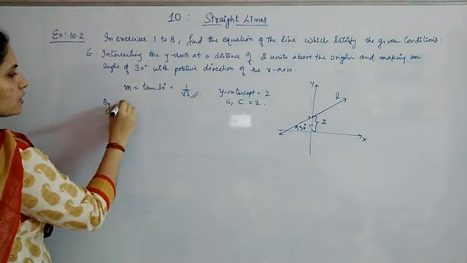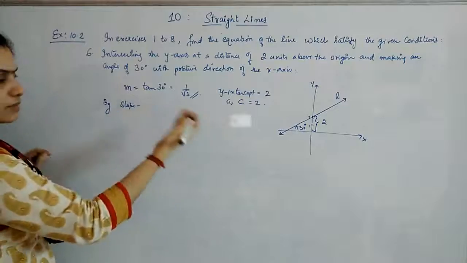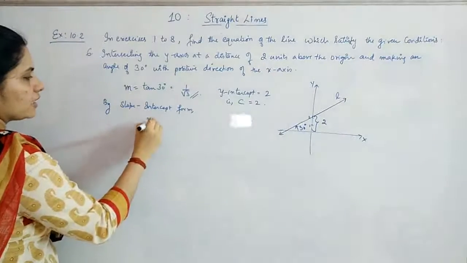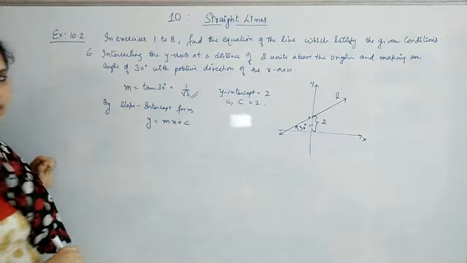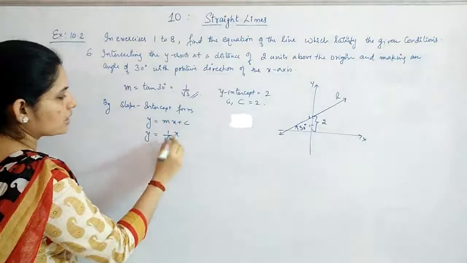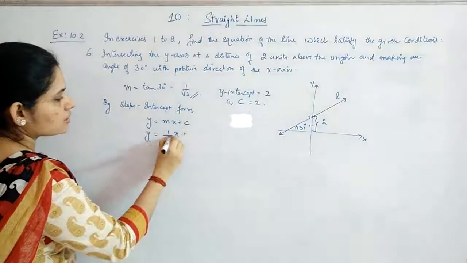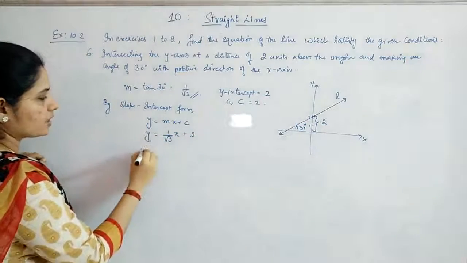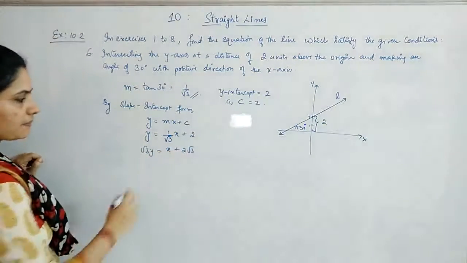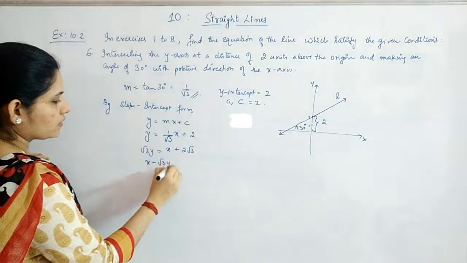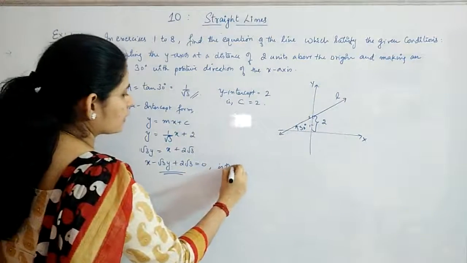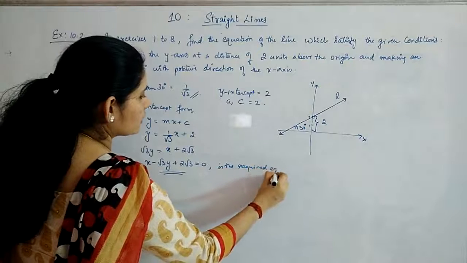So by using your slope-intercept form, when y-intercept is given, y is equal to mx plus c is the slope-intercept form. So what is the value of m? 1 by root 3 into x plus 2. That means root 3y is equal to x plus 2 root 3 after taking the LCM, or x minus root 3y plus 2 root 3 is equal to 0 is the required equation of the line.